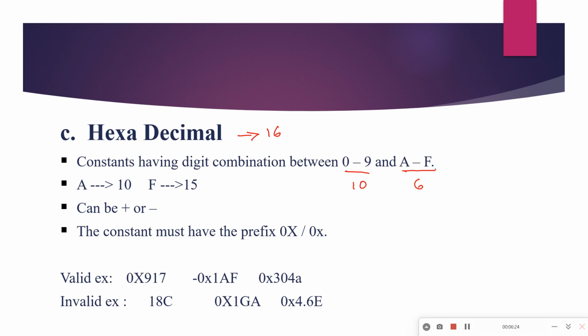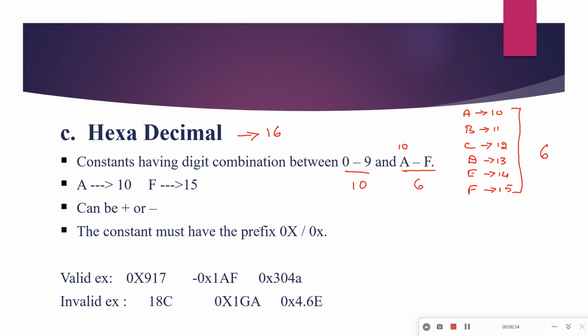And here A to F, A value is 10. Then B value is 11. Then C value 12, and D value is 13, and E value is 14. F value is 15. So how many are there here? 6. So 10 plus 6, 16. So that's why we call it hexadecimal.